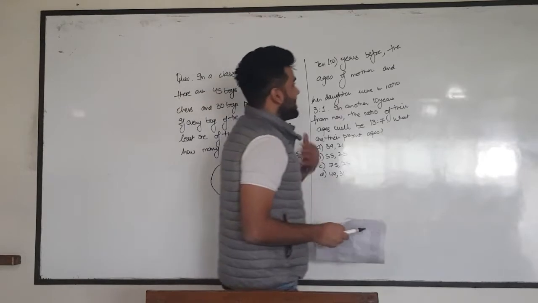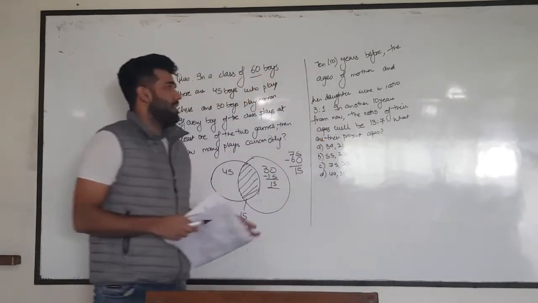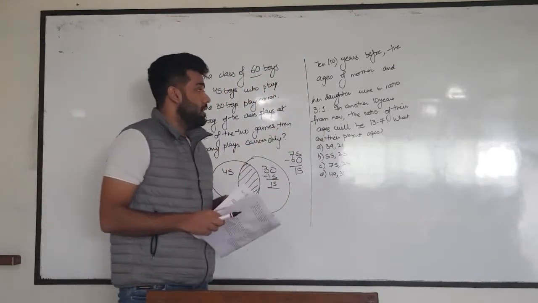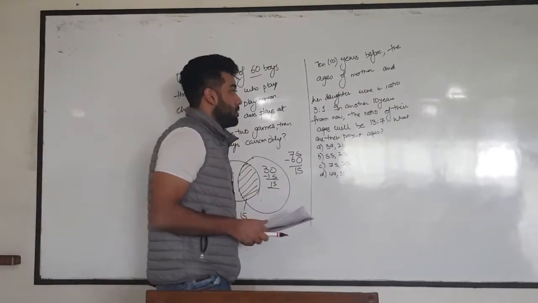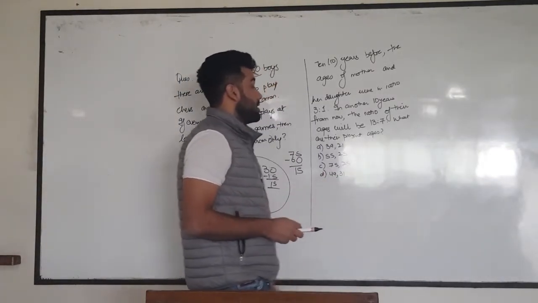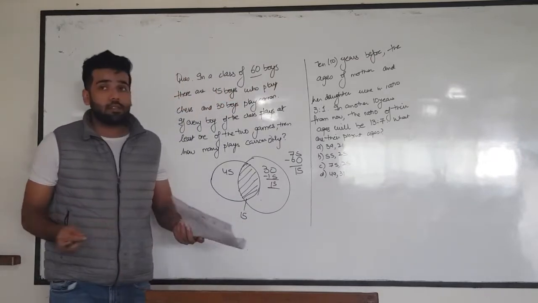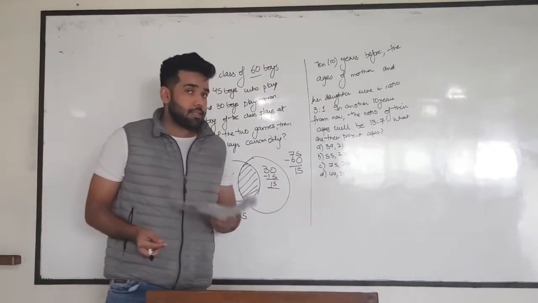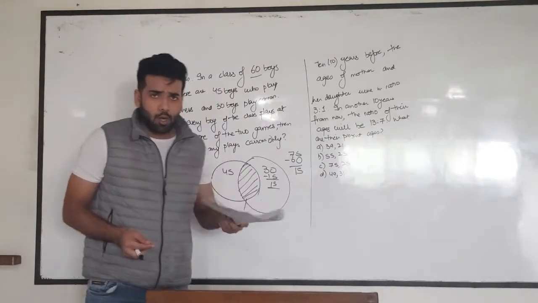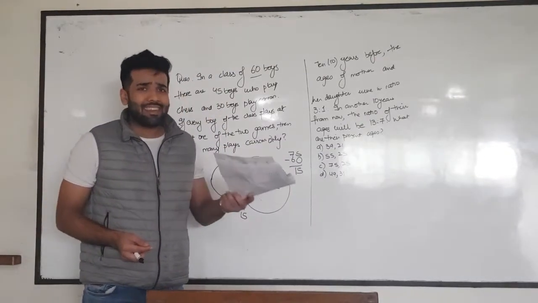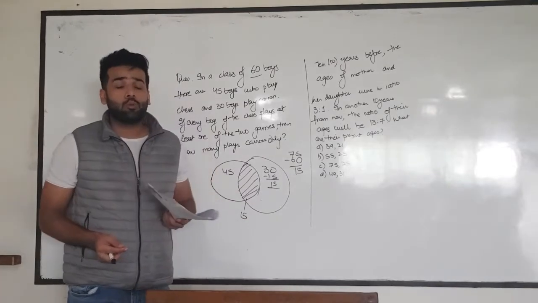Next. 10 years before, the ages of mother and her father and her daughter were in the ratio 3:1. In another 10 years from now, the ratio of the ages will be 13:7. What is their present ages? In this case, I like to use options. Say, for example, it's 39 and 21. We go 10 years back, 29 and 11, but the ratio is not 3:1.